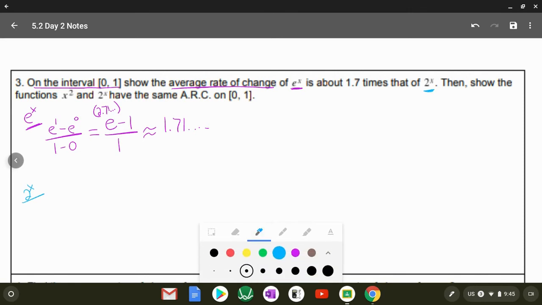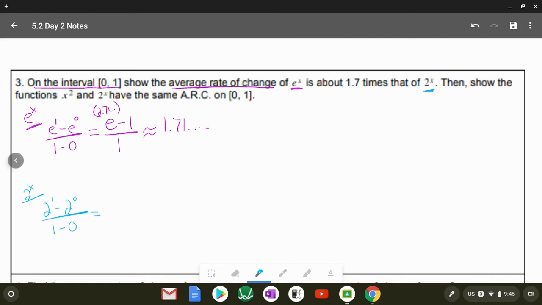Now for the second function, we're doing the same interval. So that'd be 2 to the 1 minus 2 to the 0 over 1 minus 0. That's 2 minus 1 over 1, which is 1. And look at that. We just proved that e to the x is about 1.7 times that of 2 to the x over the interval 0 to 1. So we proved that.